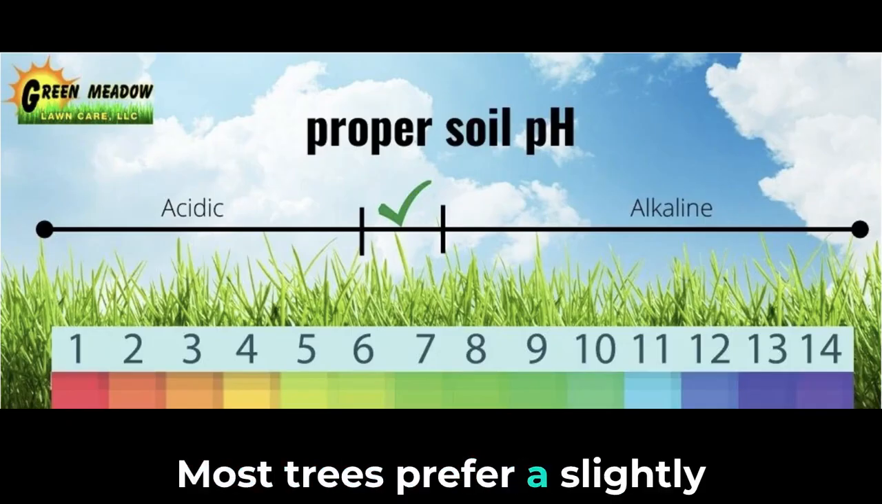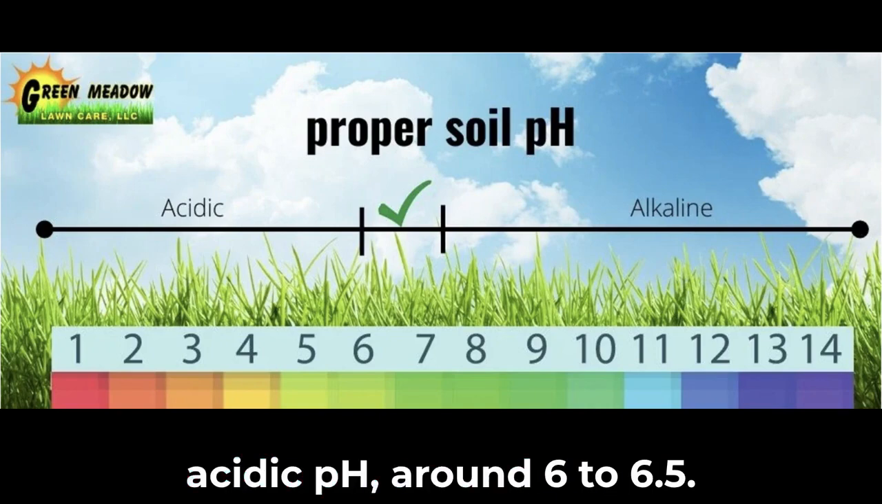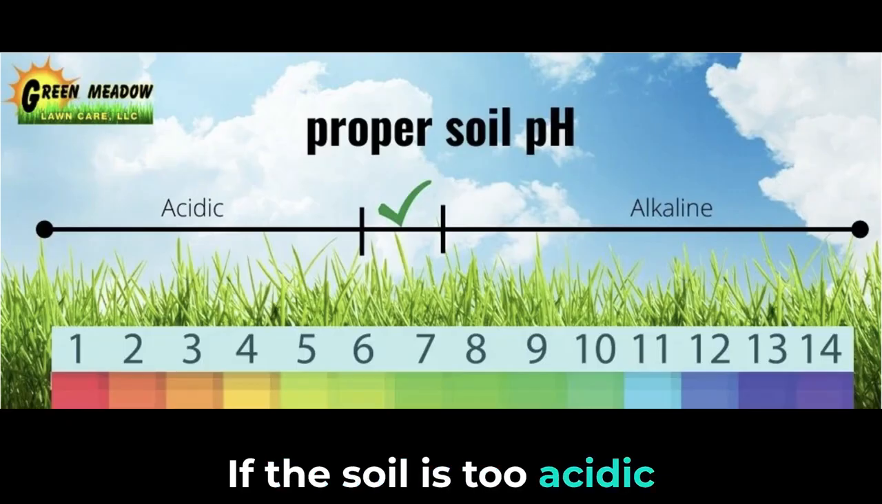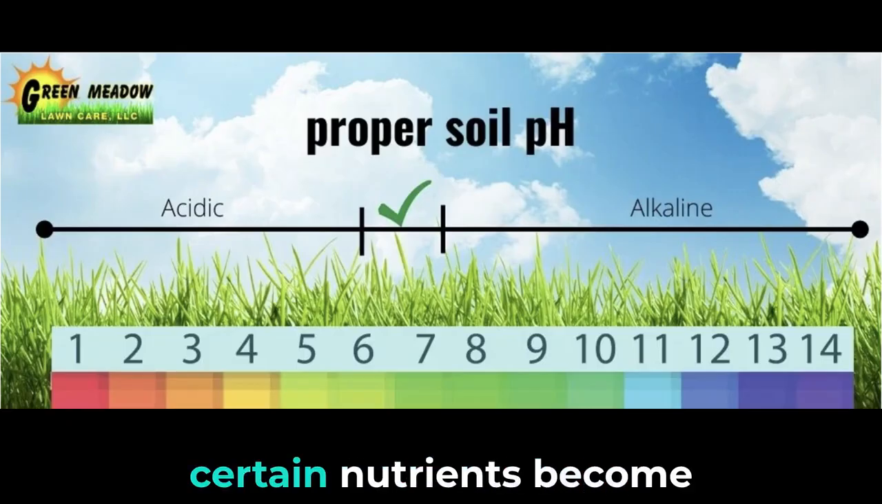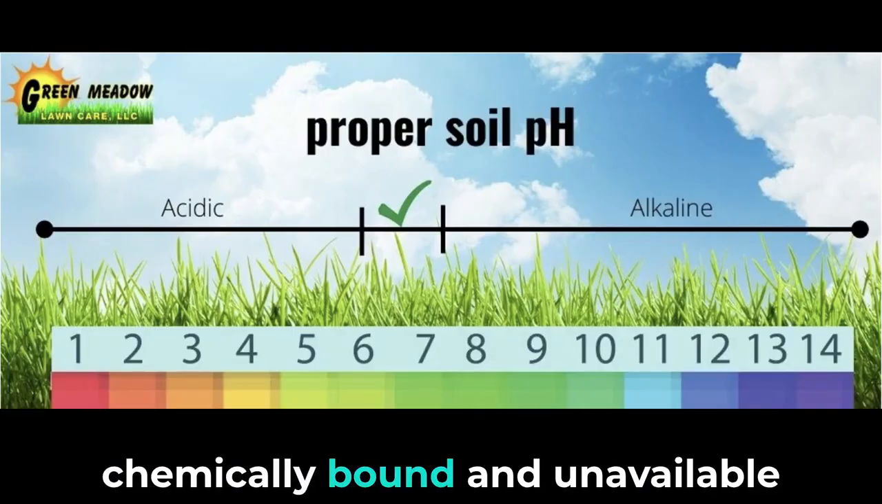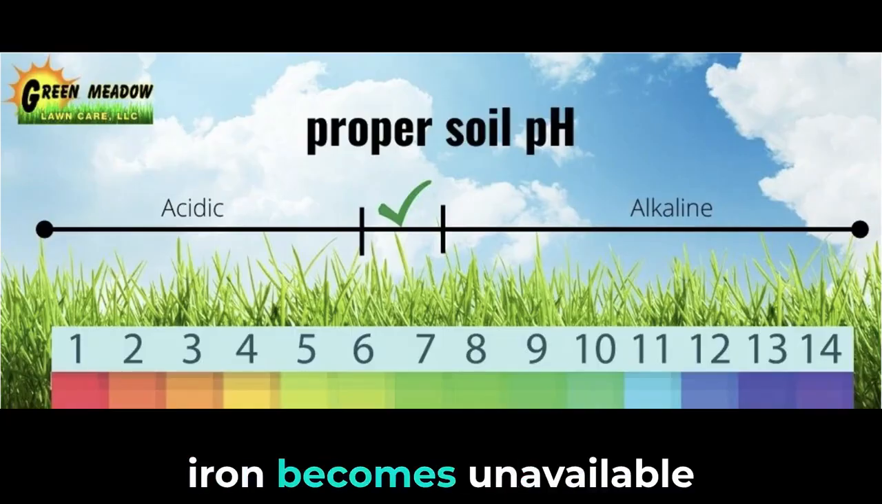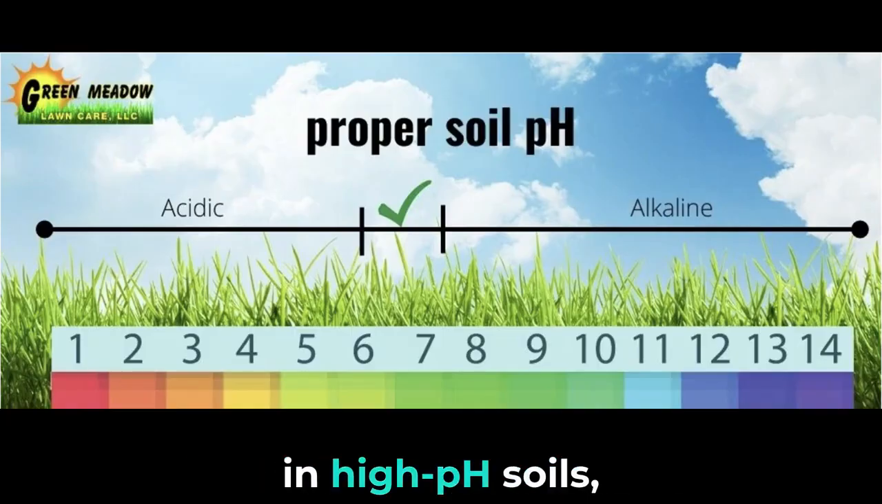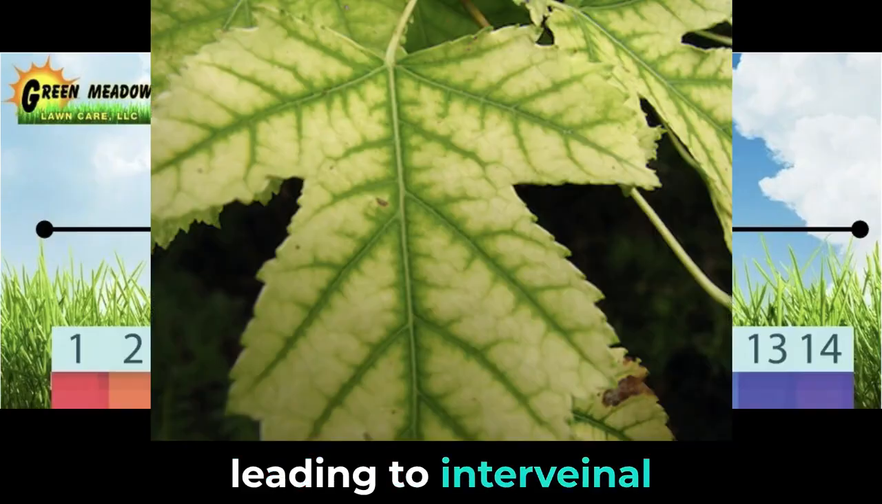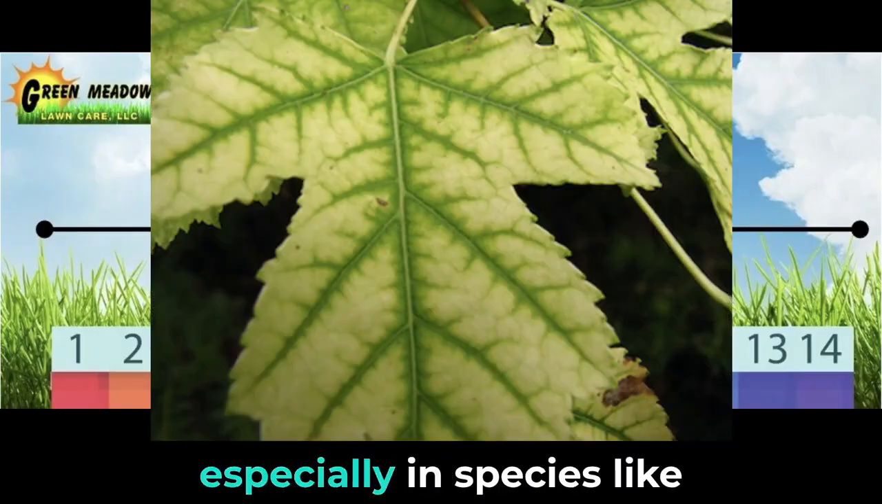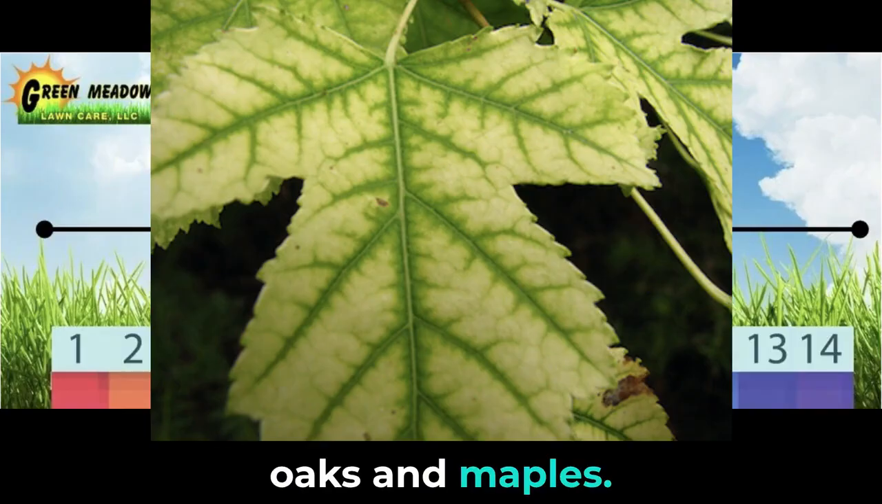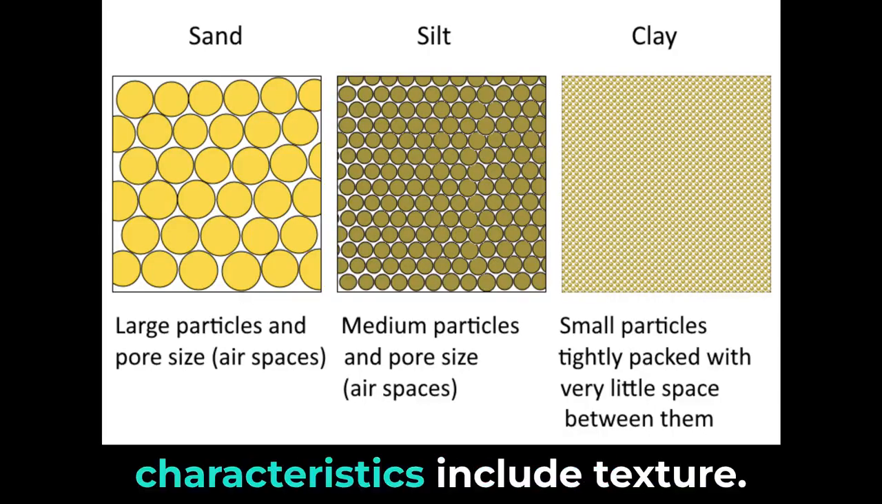Most trees prefer a slightly acidic pH, around 6 to 6.5. If the soil is too acidic or too alkaline, certain nutrients become chemically bound and unavailable to roots, even if there's plenty present. For example, iron becomes unavailable in high pH soils, leading to interveinal chlorosis, especially in species like oaks and maples.